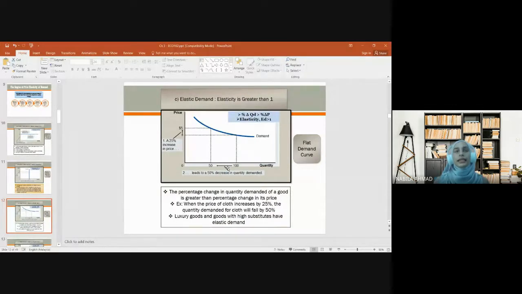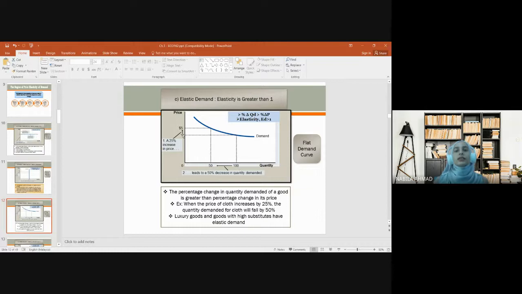Ketiga adalah elastic demand, elasticity greater than 1. Bermaksud consumer are sensitive towards price change. So the demand curve dia flat, dia condong ke arah melintang tu lah. So dia flat. Alright. So the change in the price will lead to big change or a greater change in the quantity demanded.